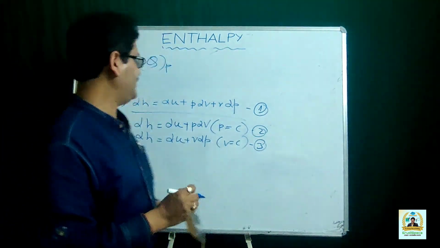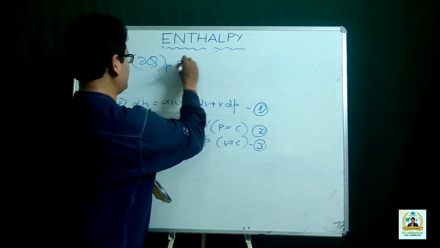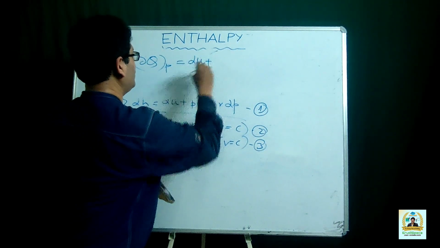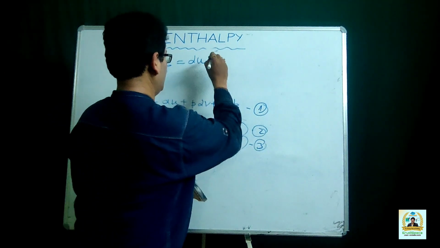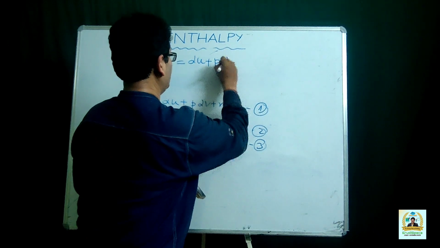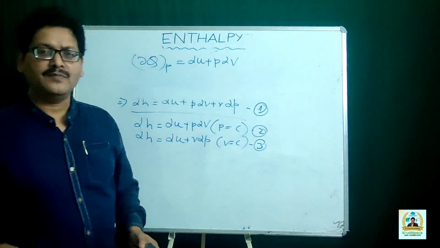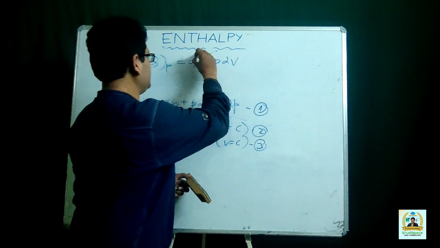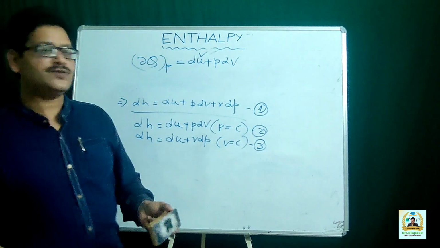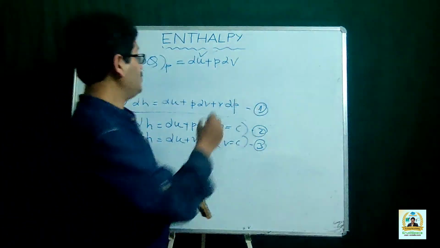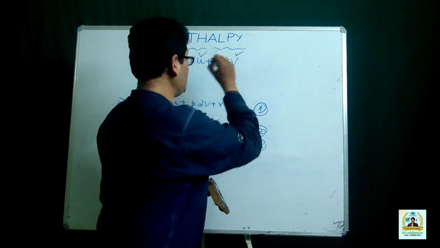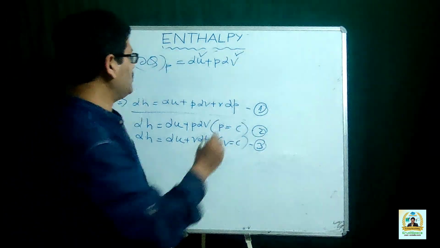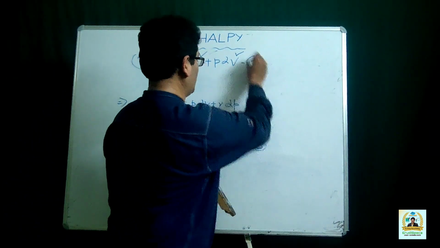Now, what is the heat transfer at constant pressure? Heat transfer at constant pressure is du plus p dV. This involves the change in internal energy plus the displacement work, which is also known as your p dV work. You may denote this as equation 4.